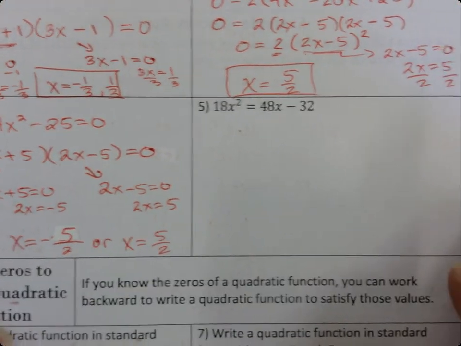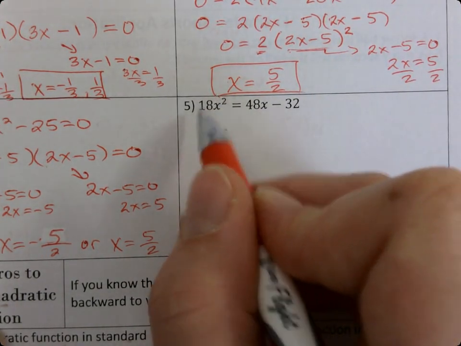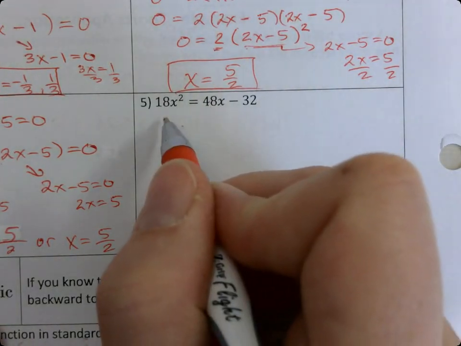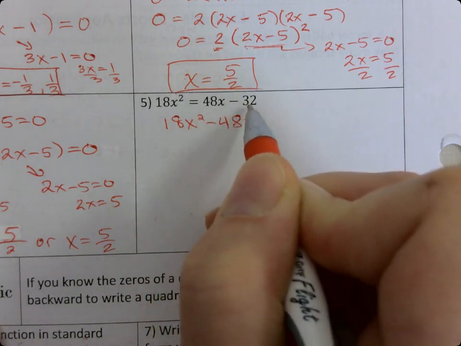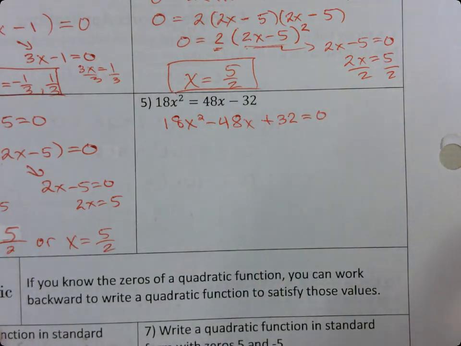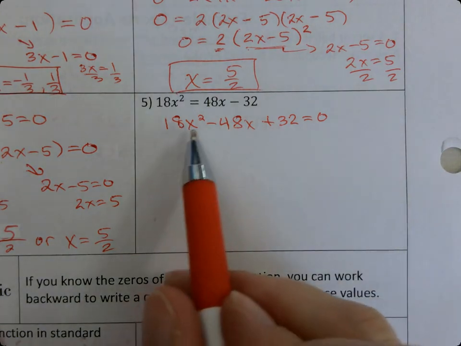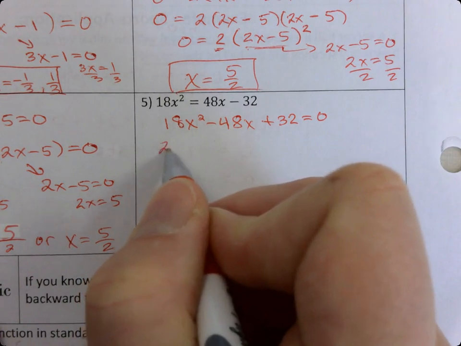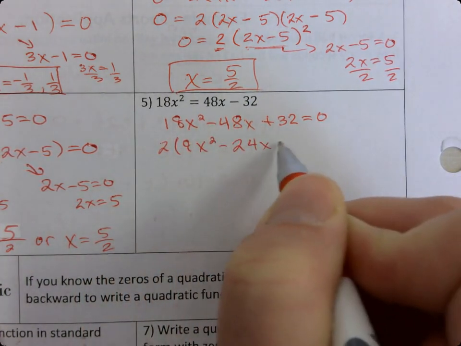Okay, on this next one, I'm going to leave this 18x squared here so I don't have to deal with the negative, but you could deal with the negative. I'm going to subtract this over, so 18x squared minus 48x, and at the same time, I'm going to add 32 equals 0. Now, if you did it the other way, that's fine. You're going to factor out a negative sign. What was your GCF for this one that should help us? Just 2 again. 9x squared minus 24x, plus 16?